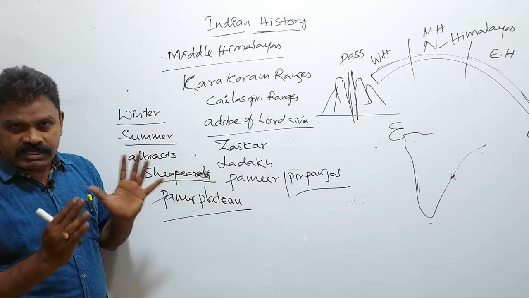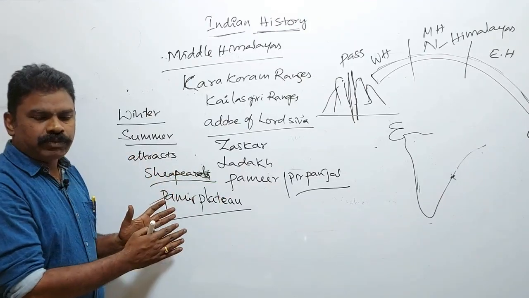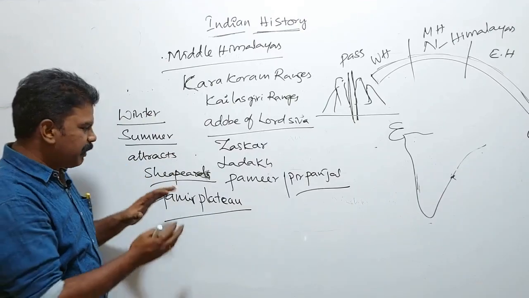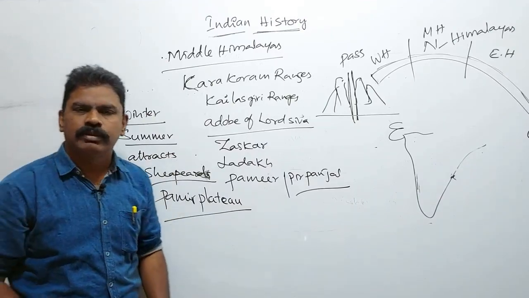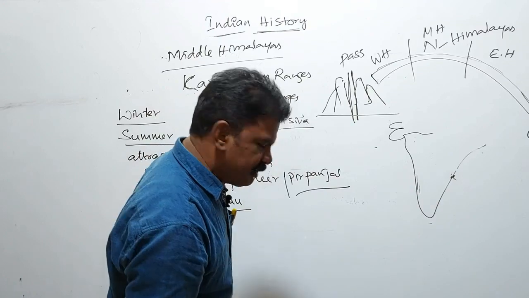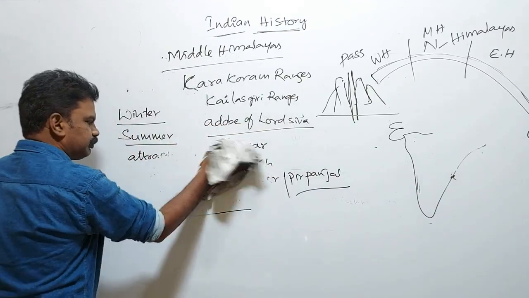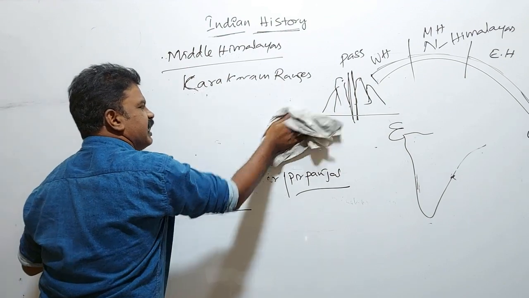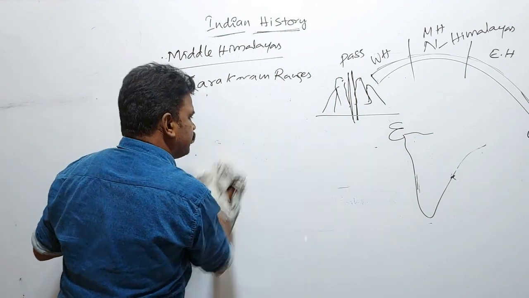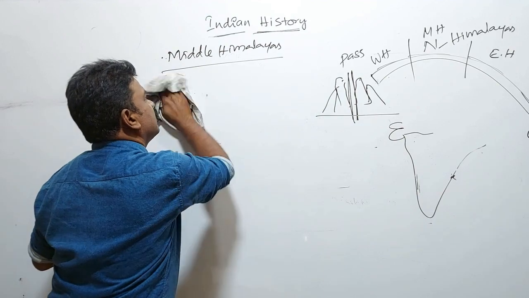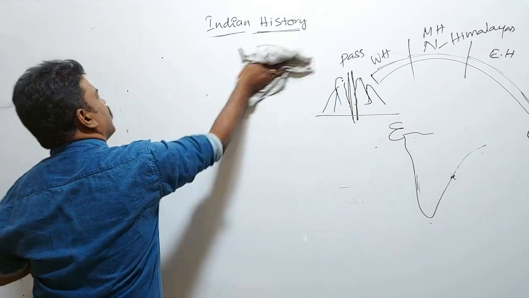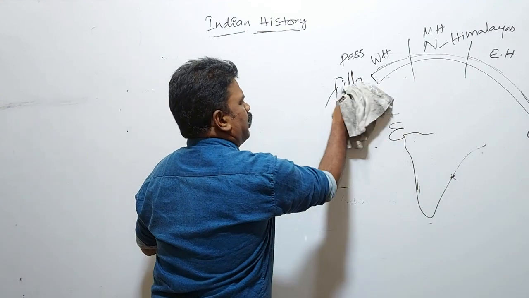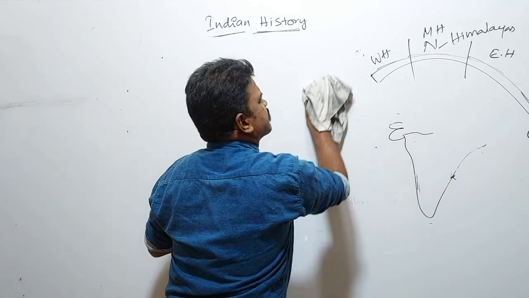This area, especially Dharmasthal, is the most important area. So this is a center for Buddhism. Pamir Plateau is the center for Buddhism. Still Buddhism is developed in these areas. Even though Buddhism lost its importance in its birthplace India, it is still surviving in the Middle Himalayas, especially the Pamir Plateau. So that is about the Middle Himalayas.